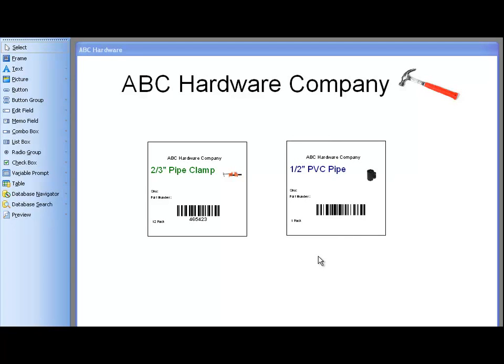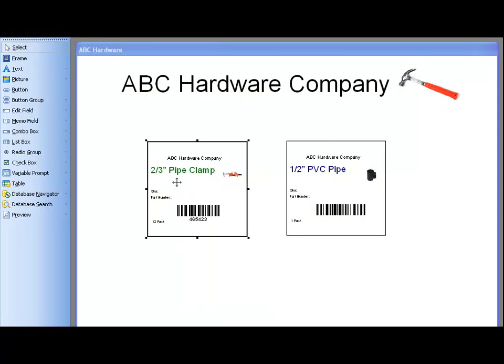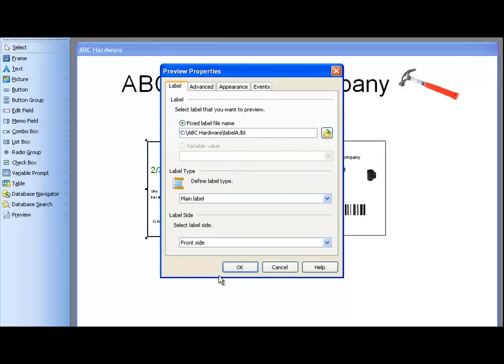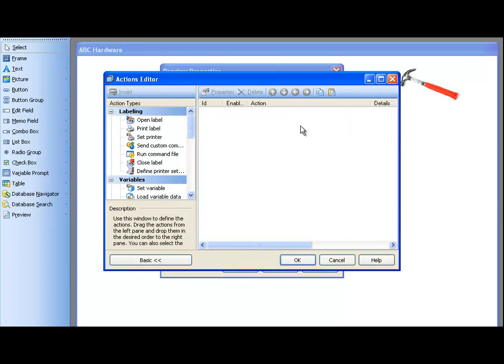The next thing we're going to do is right-click on each one of the previews so we can go to the properties. And we want to go to the Event tab. And that's where we're able to define what events will occur when the user clicks on an object. Right now we're going into the Actions Editor, which may allow us to open up a label. We could print. We could also run a command file, set the variables or connectivity, and there's also more objects.